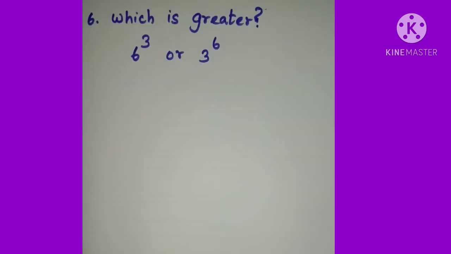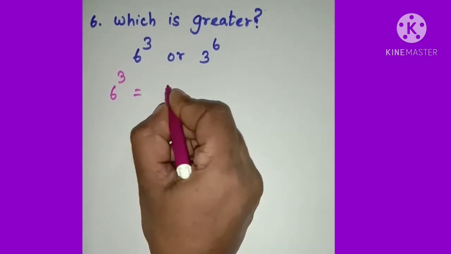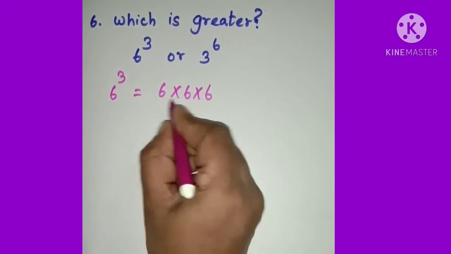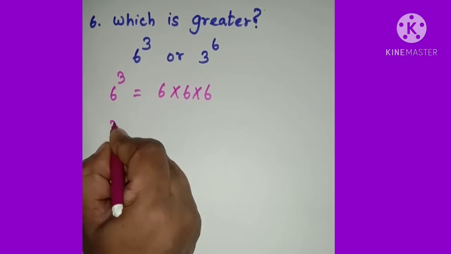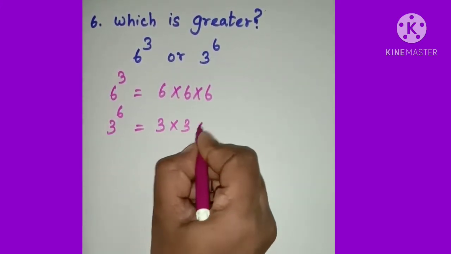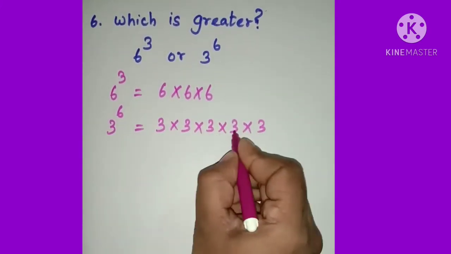So let us find which is greater value. So 6 power 3 can be written as 6, the number 6 is multiplied by itself 3 times. And 3 power 6, so the number 3 is multiplied by itself 6 times. 1, 2, 3, 4, 5, 6.